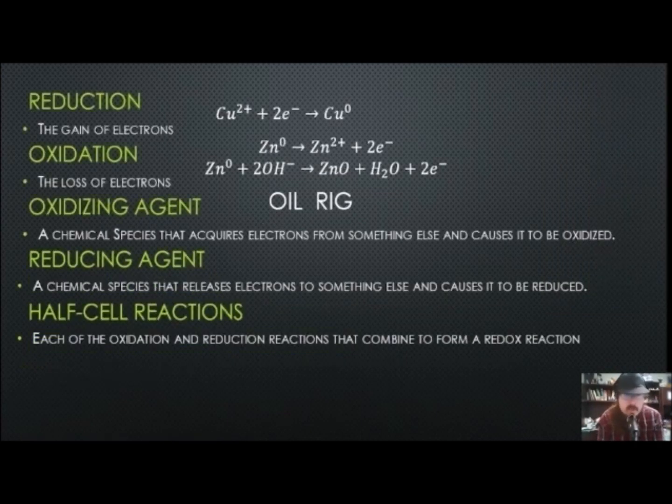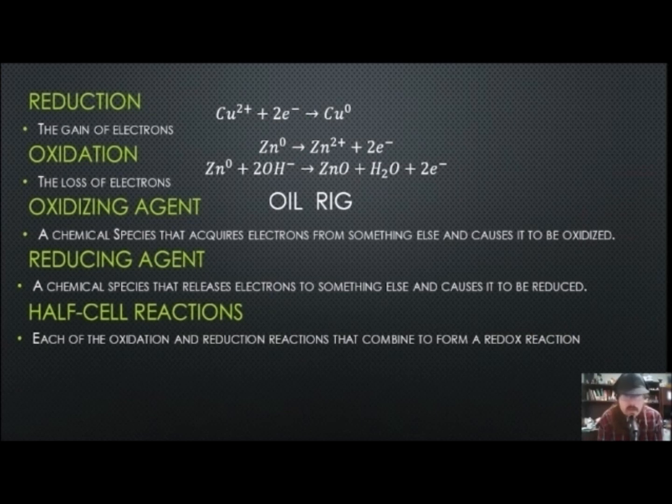What exactly does redox mean? Redox refers to reduction, which is the gain of electrons, and oxidation, which is the loss of electrons. Now, copper 2+ is gaining 2 electrons. Its charge is being reduced. It's going from +2 to 0. Oxidation is the process of losing electrons. Zinc is going from 0 to zinc 2+ as it loses its 2 electrons.